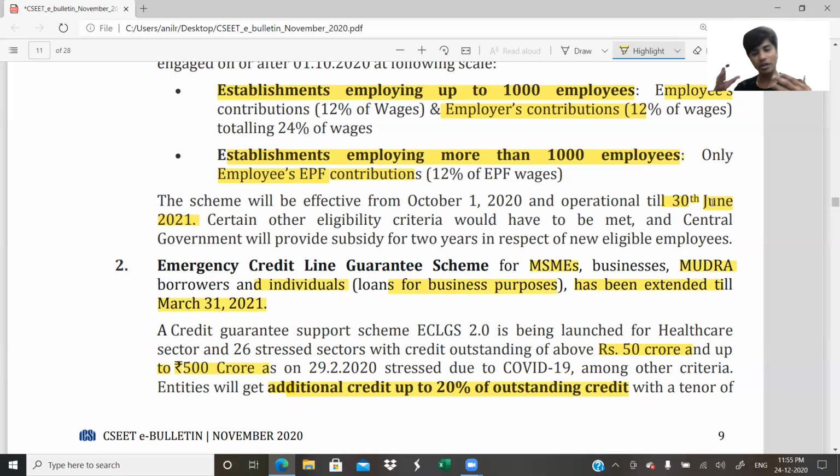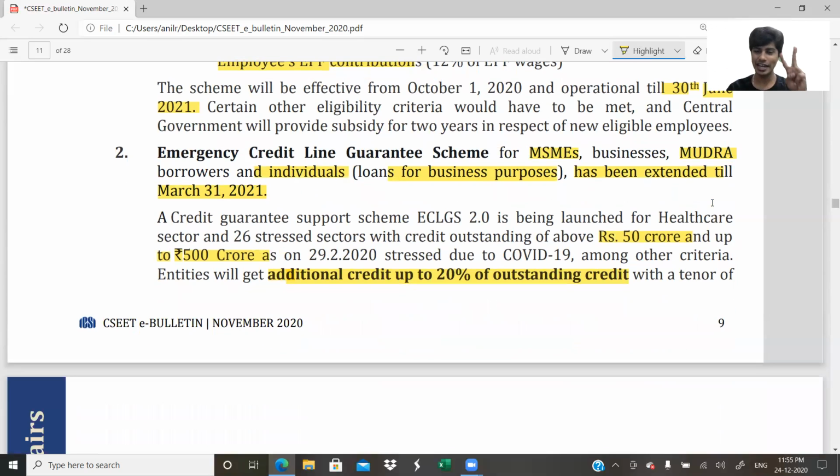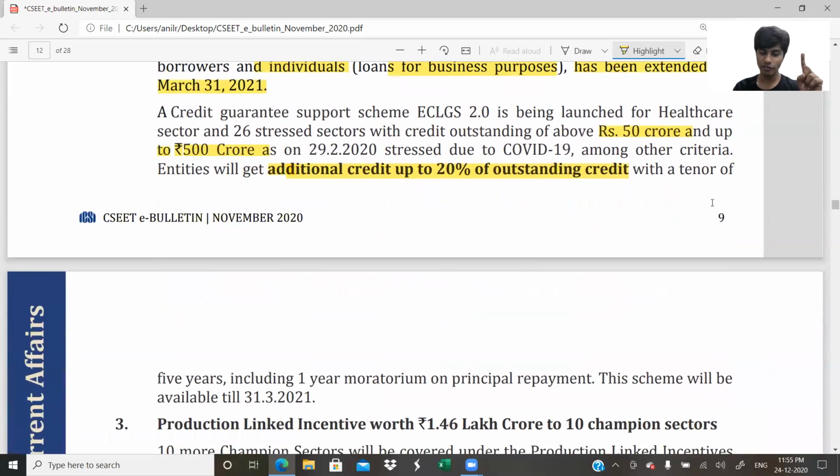If you're taking a loan between 50 and 500 crores, the government will give 20% guarantee. Like if you take 50 crores, out of that 20%, around 10 crores of guarantee will be given by the government. For the remaining 40 crores of loan, you would have to give collaterals. You would have to give some assets and say, okay, this is the guarantee, or get it signed by some rich friend of yours. You get that? So that's the second point among 12. You've done 1 and 2.